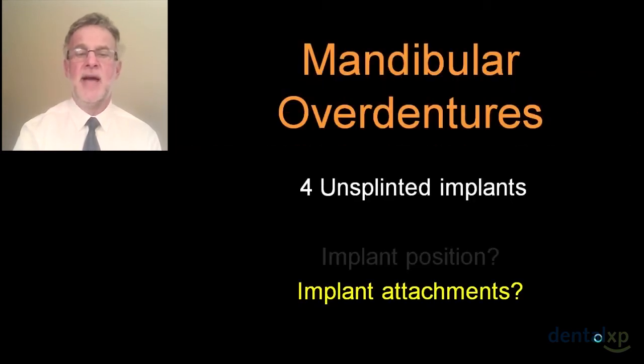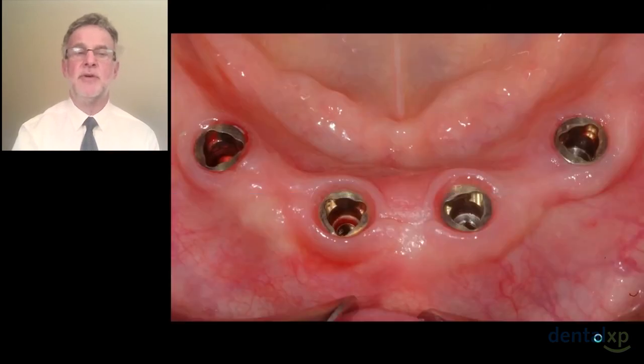Now, what kind of attachments should we consider for an overdenture case? And again, I am not a restorative dentist. I can tell you that the vast majority of overdenture unsplinted cases being done today are being restored with locators.